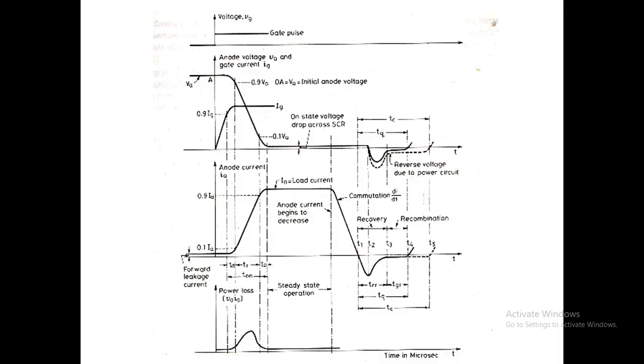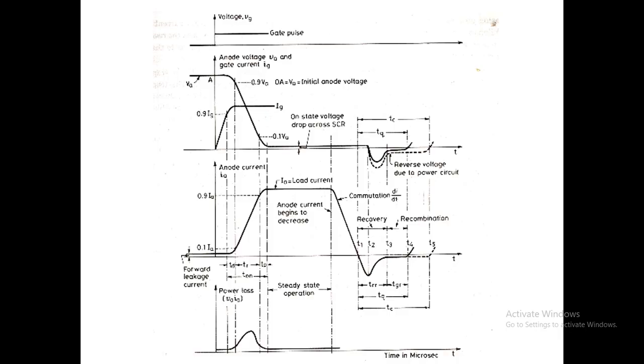And after that turn on process, we will have the steady state operation, and after that we are initiating the turn off process by means of commutation, and it is initiated at instant T1, and during the time period T1 to T3, it is the reverse recovery time. So during the turn on process, some charges are injected to the layer, that is the gate layer, and during the turn off process, the injected charges will be removed.